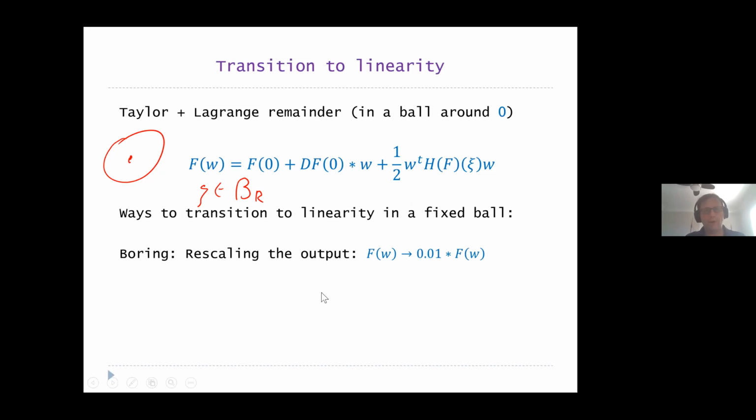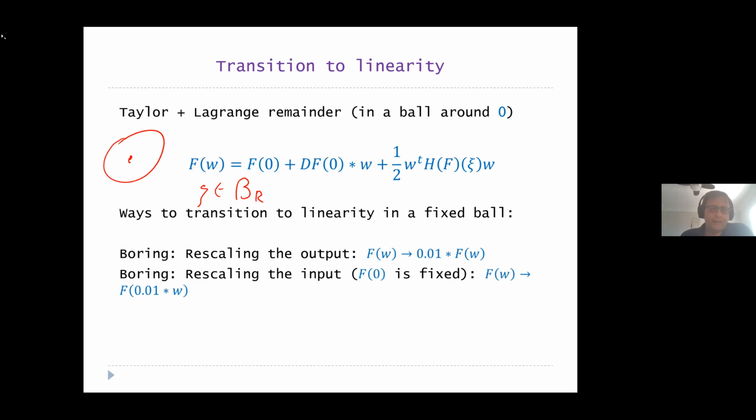In the really boring way, you can think, okay, instead of taking f of w, as the network becomes wide, I just multiply it by numbers that become smaller and smaller, like 0.01, 0.001, and so on. Then obviously this transitions to linearity. In fact, it transitions to 0, right? Everything becomes 0. This is really boring.